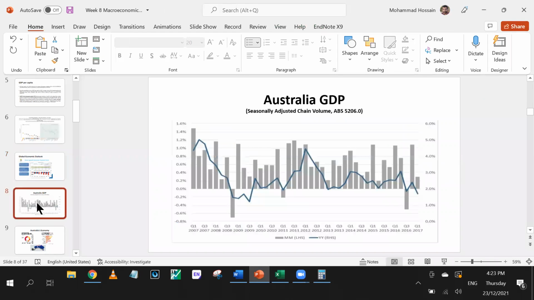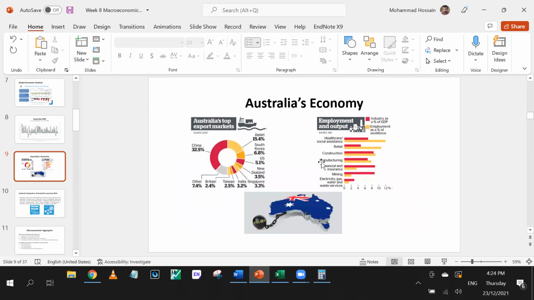They're very strong. Australian GDP, you can see that Australian GDP is in here. From how long? Quarter 1, 2, 3, up to 2017, so 11 years of data we have in here for Australian GDP. How they fluctuate. Sometimes they go down, sometimes they go up. This is quarter wise. We're showing here Australia's economy. You can see Australia's top export market, the countries that Australia exports to. You see who is the Australian trading partner? China. Is our trading partner. We have a good business with them.